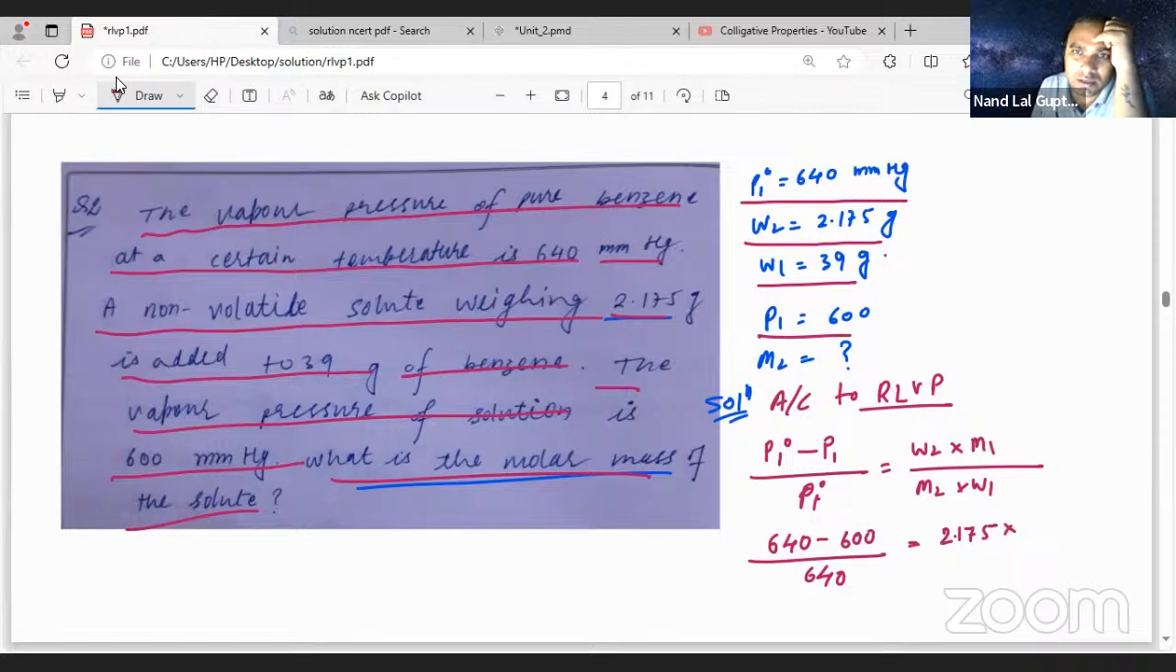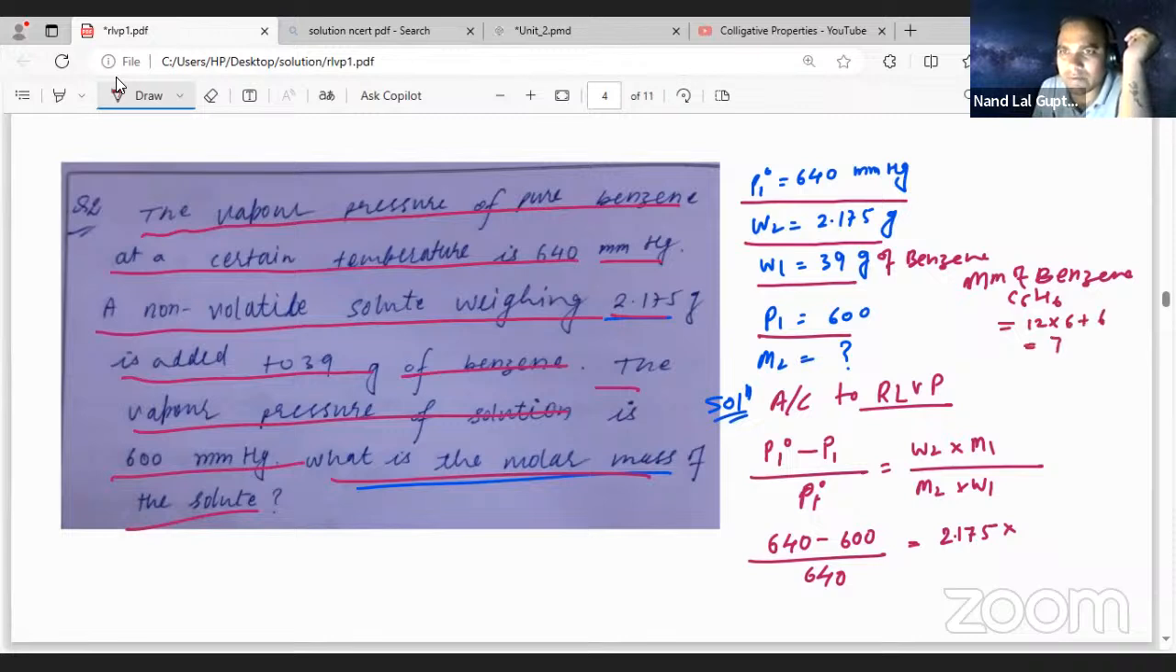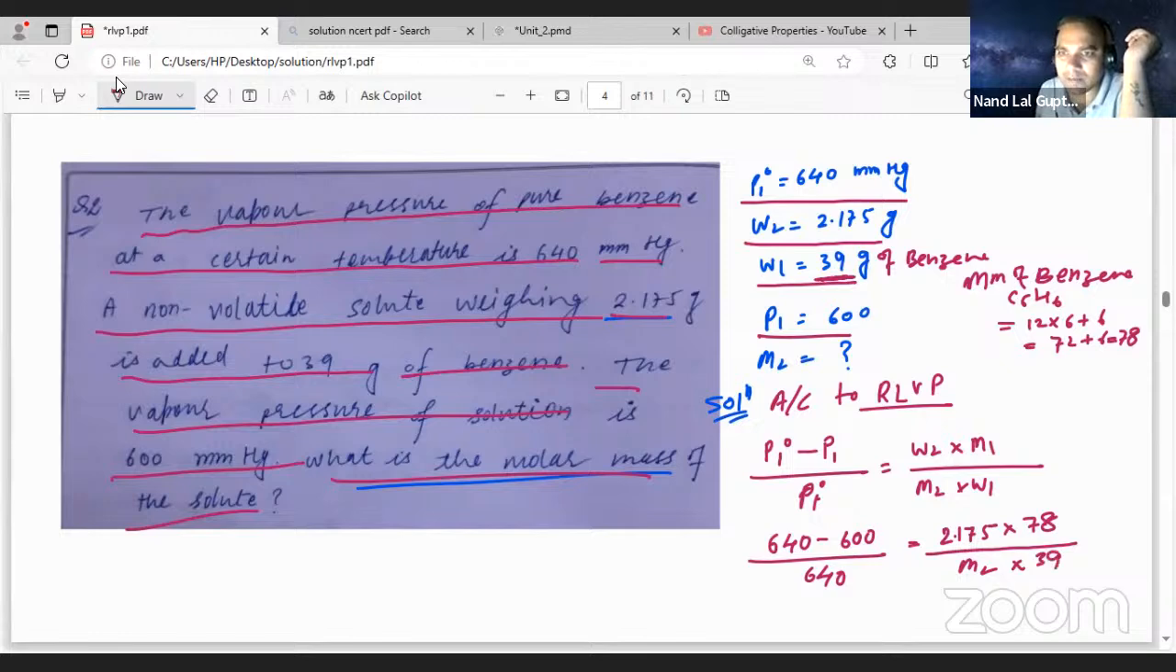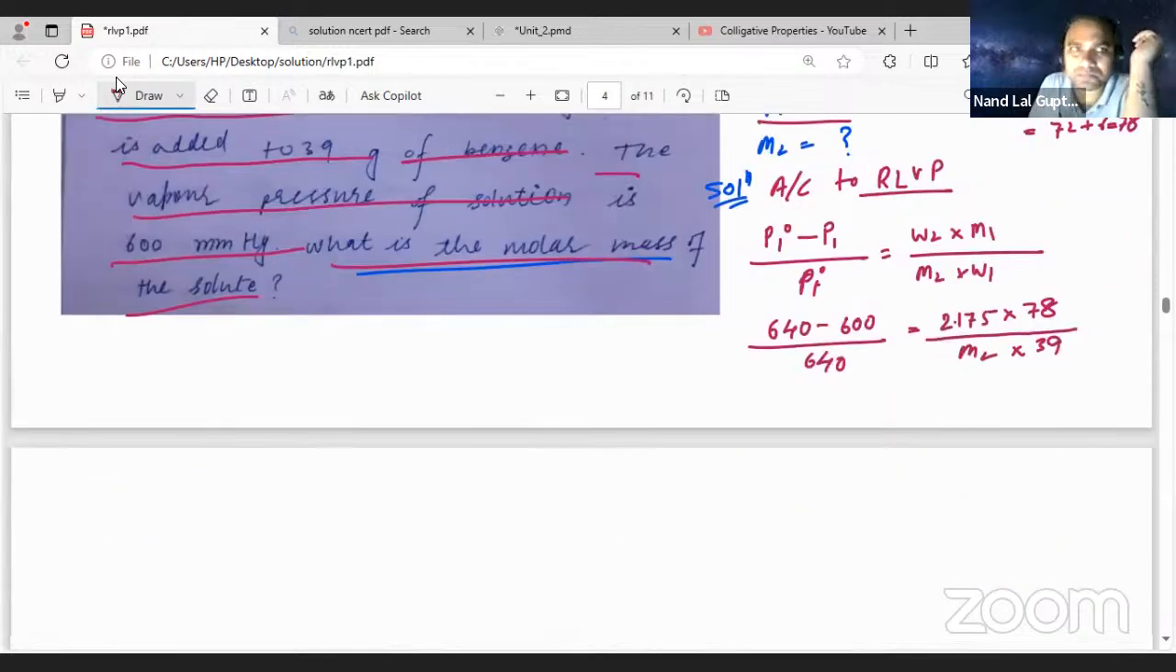This is the W1 they are giving: 39 gram of benzene. So what will be the molar mass of benzene? C6H6, that is 12 into 6 plus 6, so 72 plus 6 is equal to 78. So we write 78. Are you getting this? Yes, sir. M2 they are asking. W1 they are already giving as 39 gram.